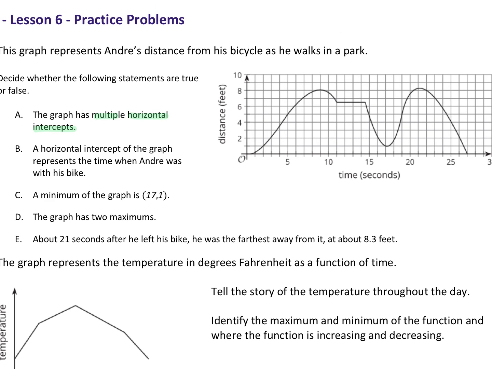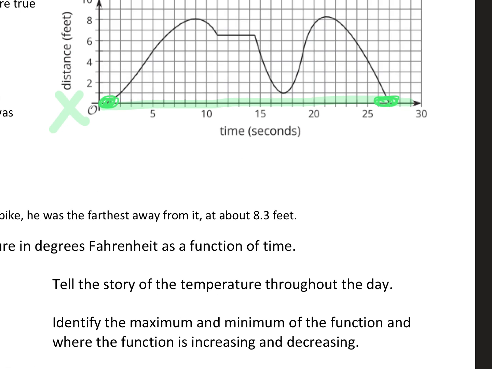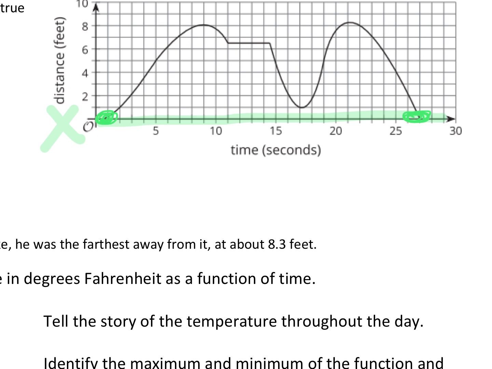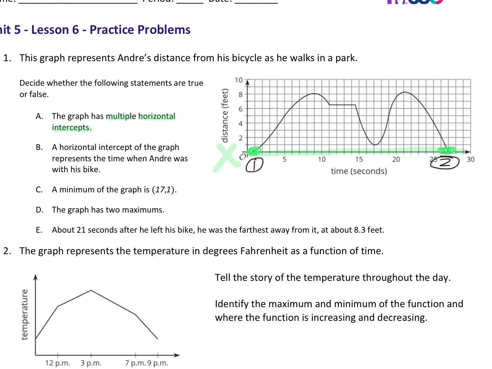And the horizontal intercepts are right here, where the graph hits the horizontal axis, which is the x-axis. So as we can see, it does hit the axis in 1, 2 places, which means that it does apply in multiple places. So we're going to say true for letter A.